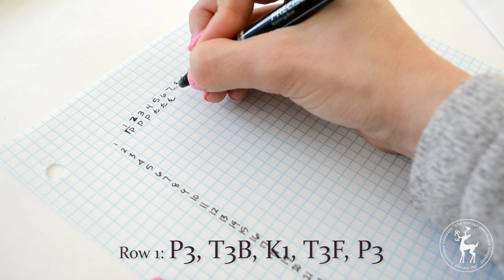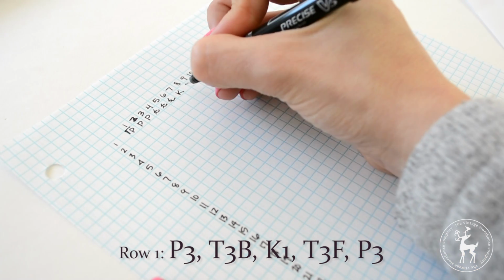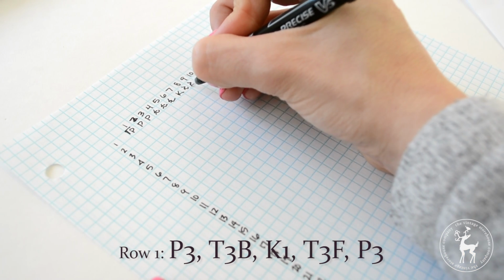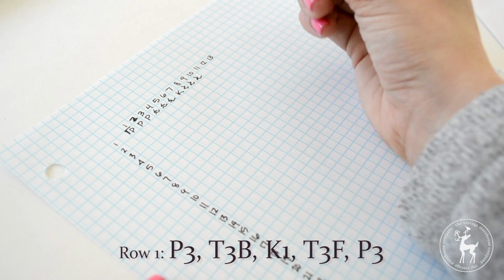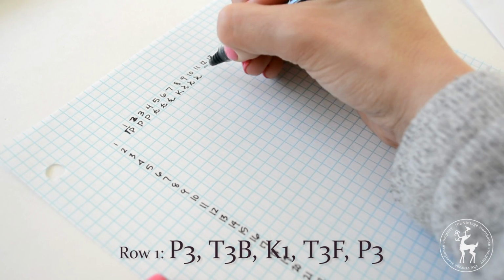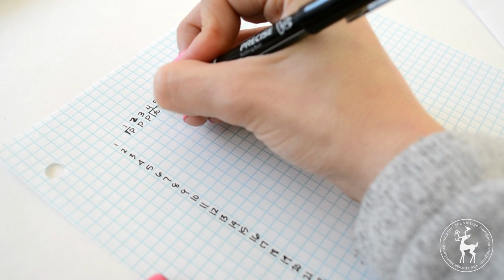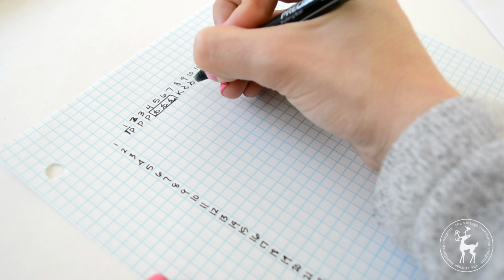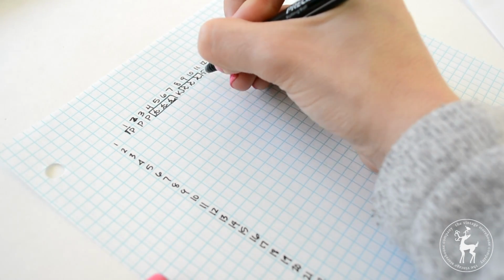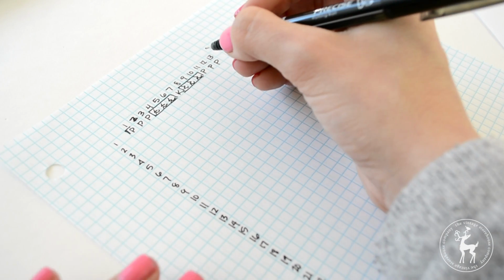And then the next one is knit 1, and then twist 3 front, which is the exact opposite, and then purl 3. And then I draw a block around these because it helps me to remember that that's 3 stitches.